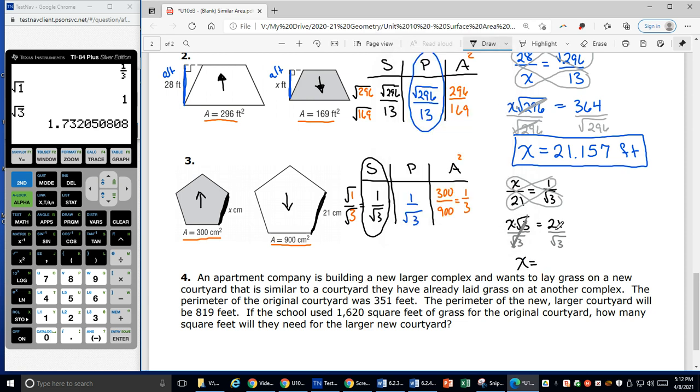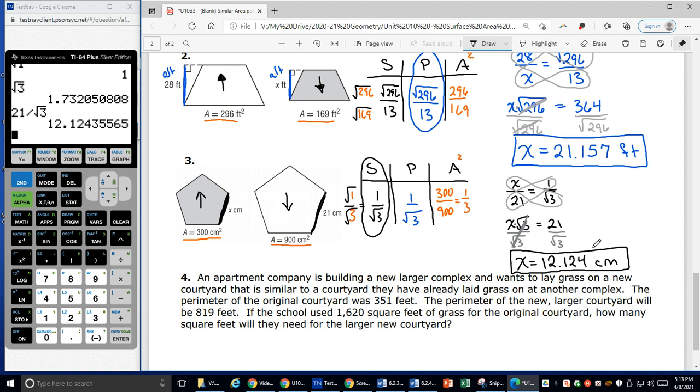And on the right, I'm going to have to put this in the calculator. 21 divided by the square root of 3 gives me 12.124, and then after the 4 is a 3, so I don't have to round up. 12.124, and these are centimeters. It's the length of that side of that pentagon.